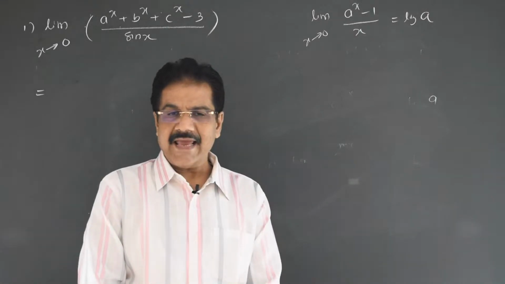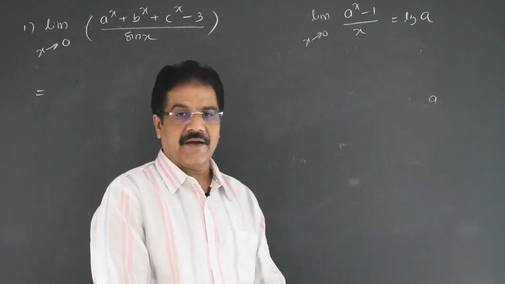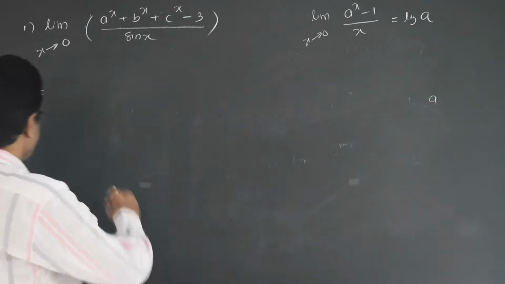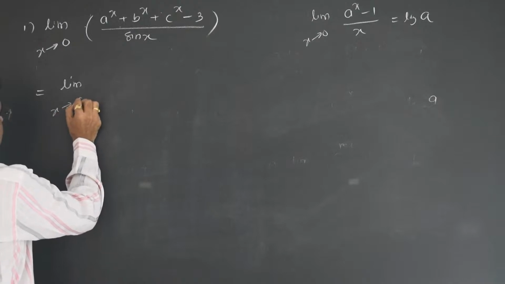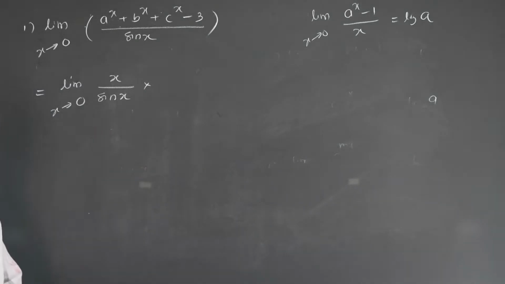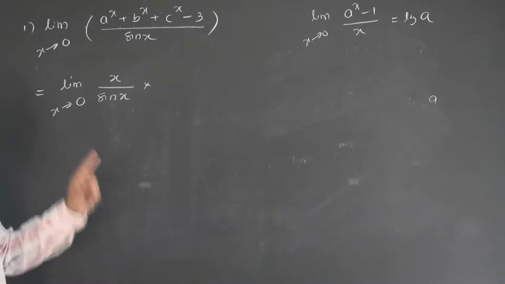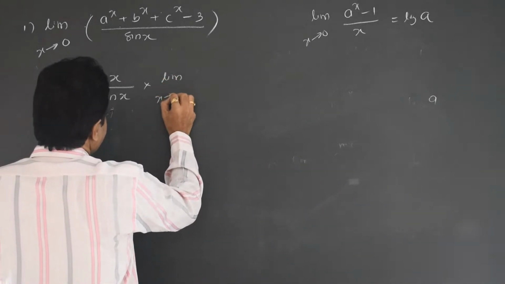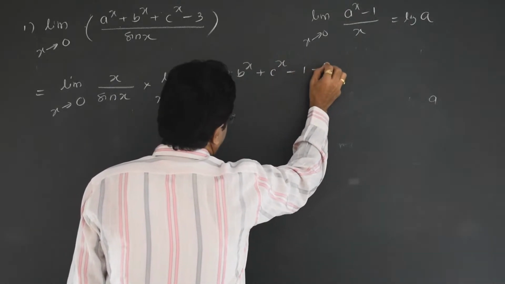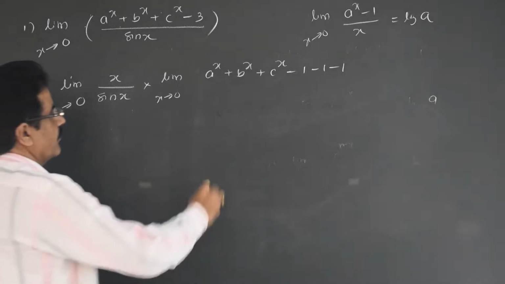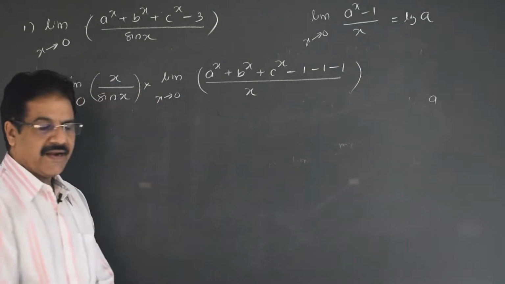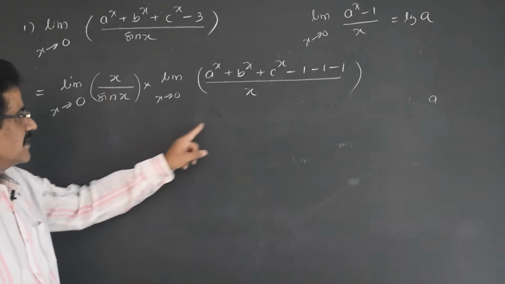First of all, we require x in the denominator to apply the standard formula, and that's why we have to create that x. So we can multiply by x and divide by x in this manner, and for the sake of convenience I would like to split the term into two parts. So here we can write limit as x tends to 0, x upon sin x, so that sin x is written first separately and we have multiplied by x. And then limit as x tends to 0, (a raised to x plus b raised to x plus c raised to x), and then this minus 3 can be written as minus 1 minus 1 minus 1, and we can take whole upon x. So we can observe what adjustment we made: 3 is split and the second one is multiplied by x and divided by x.